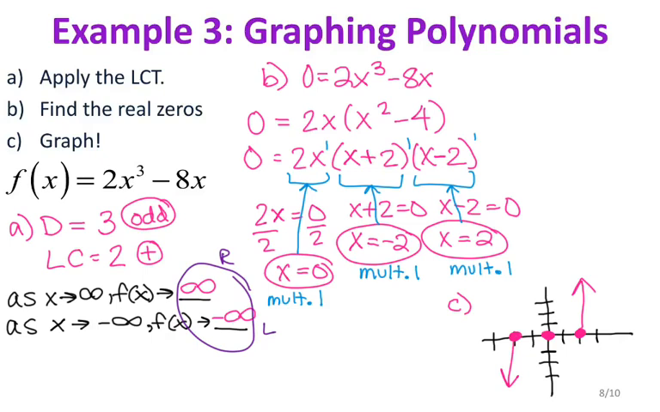And then now I'm going to look at my multiplicity. So at negative 2, my multiplicity is 1, which means I'm going to cross at that 0. At 0, multiplicity is also 1, which is odd, so I'm going to cross at that 0. And then at positive 2, multiplicity is odd, so I'm going to cross again. And then I need to logically connect these pieces together.